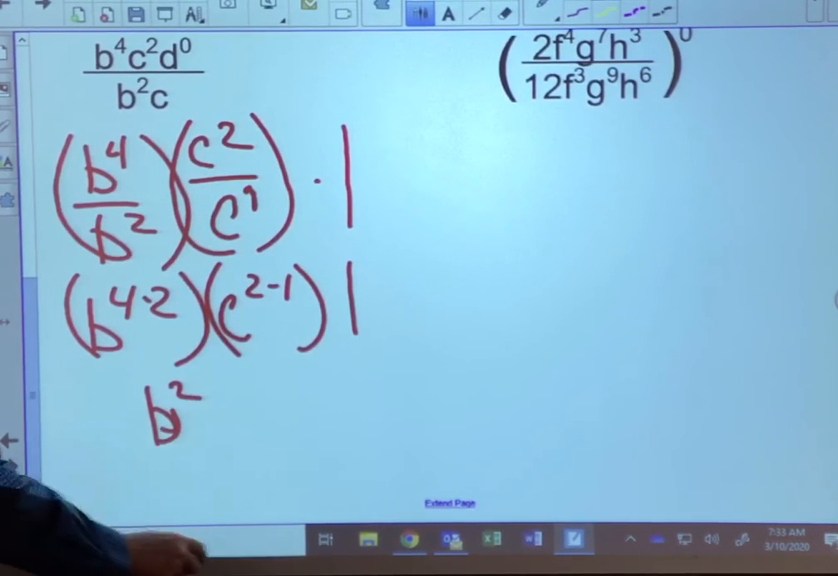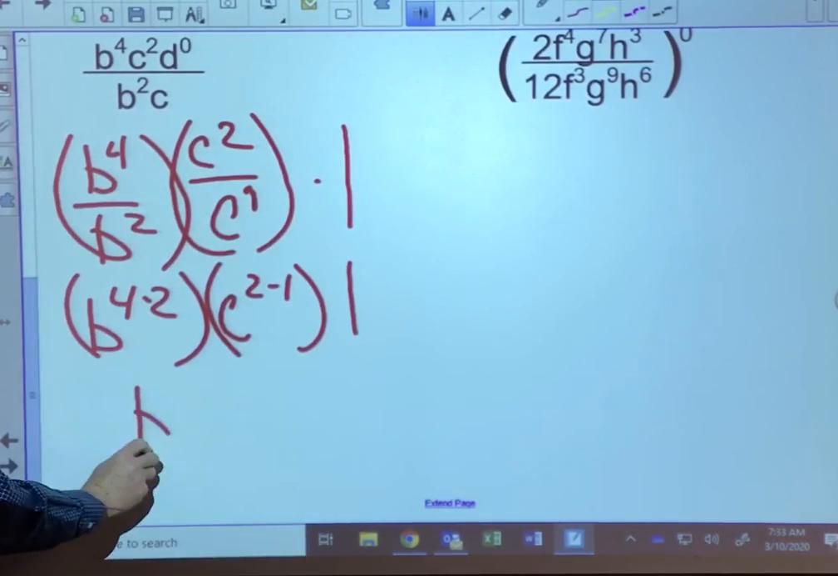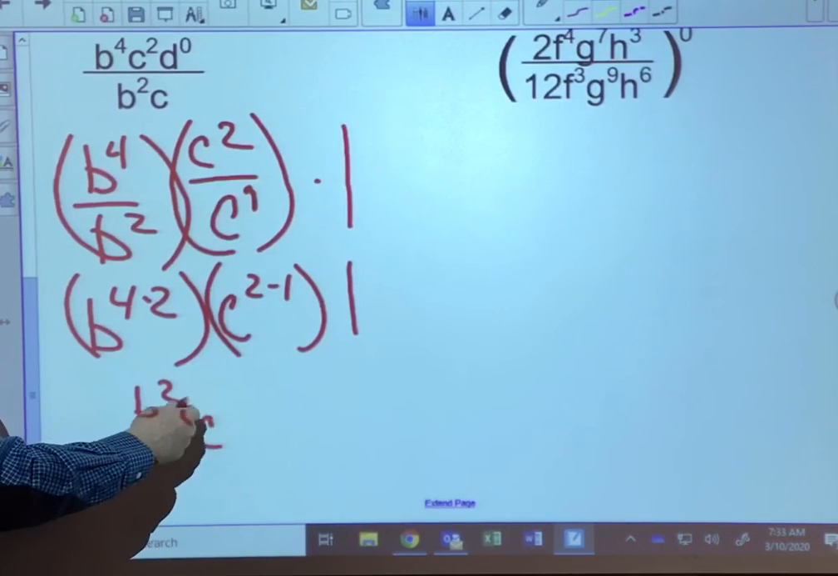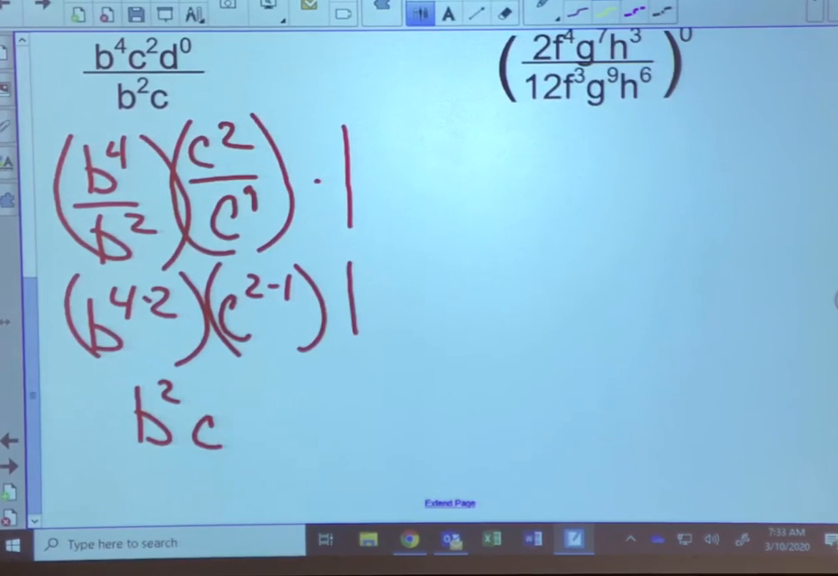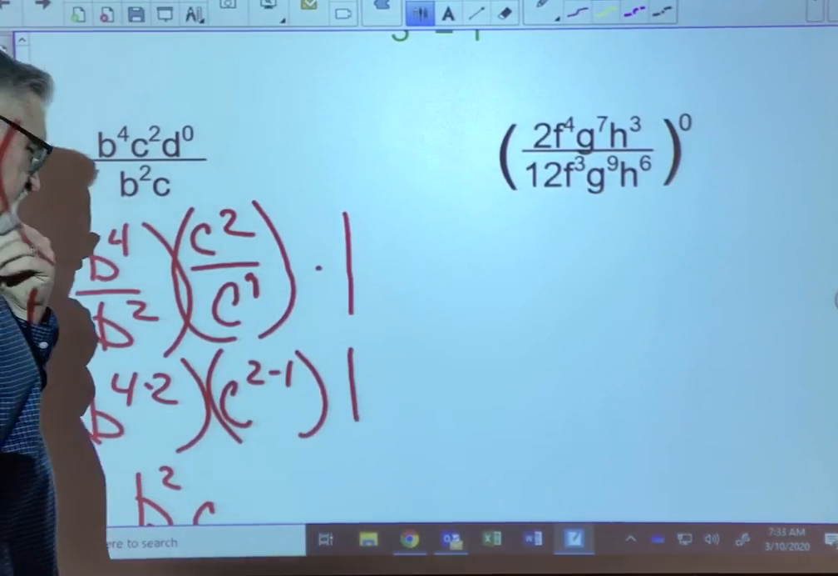Let's start over. We've got b to the 2nd power times c to the 2 minus 1, so that's c to the 1st or just c, multiplied by 1. When we multiply by 1, because of the multiplication identity property, it does not change. We're left there. Okay?